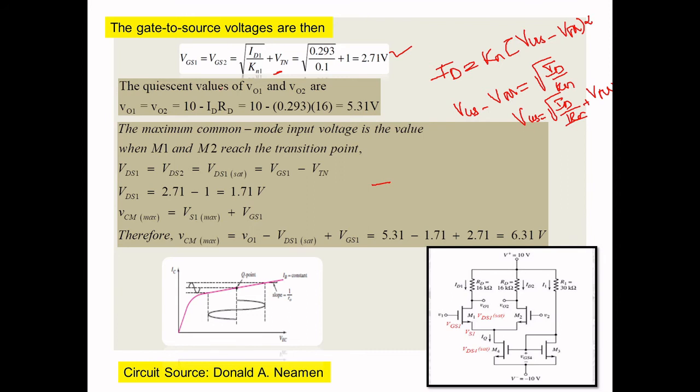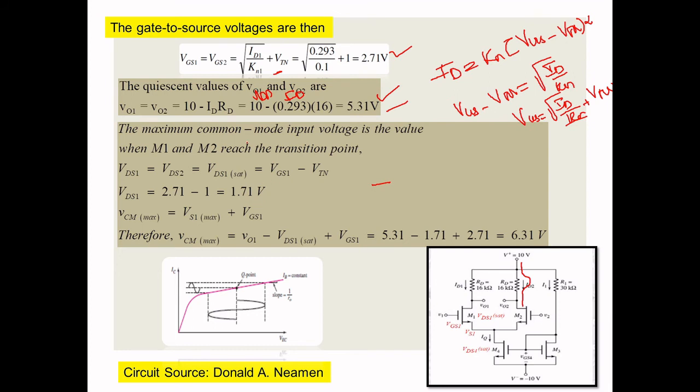Okay. Now I want to find the quiescent value of V01 and V02. You can get that by applying KVL across here. When you apply the KVL, that is V plus minus ID into RD. ID2 is nothing but, you know, 0.293 milliamps. So once you substitute, that is VDD minus ID into RD, we will be getting 5.31 volts.